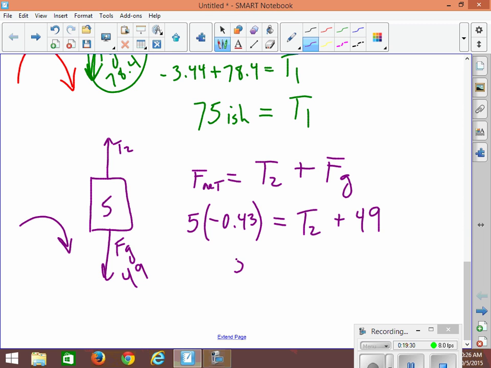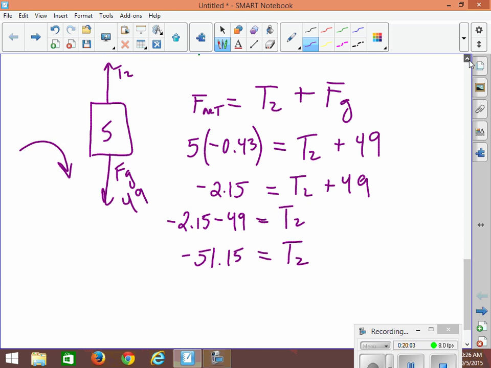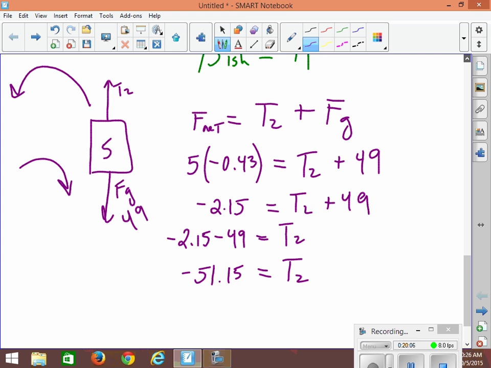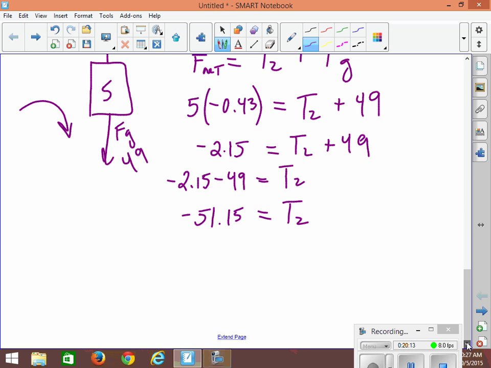So 5 times 0.43, negative 2.15, equals T2 plus 49. In this case, then, we have negative 2.15 minus 49 equals T2. So that's about 51-ish, 51.15 if you want. And it's a negative number. That makes sense, I think, because T2 is pulling up and it's contributing to motion that is sort of counterclockwise in our reference frame. So despite our algebra mistakes and our bad math, we've managed to crank out the appropriate answer.